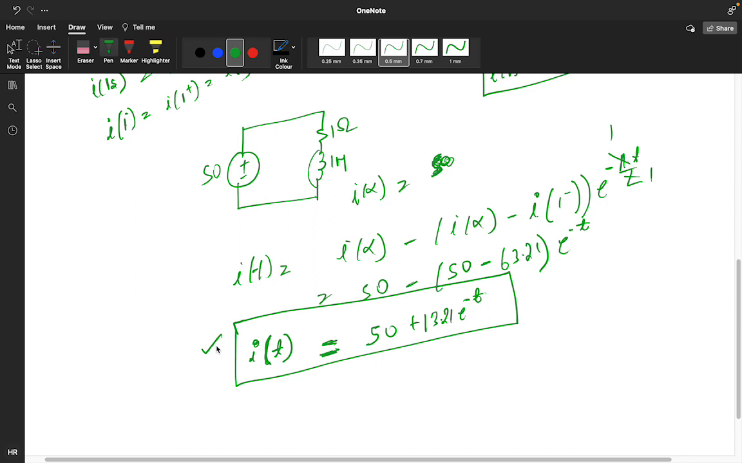Okay. Now one thing I just want to say: this will be t dash. Here it won't be t, it will be t dash. If you want to write it with respect to t, I of t will be 50 plus 13.21 e power minus (t minus 1), you have to consider, because we have taken 1 second, so the timing will be minus 1 second.